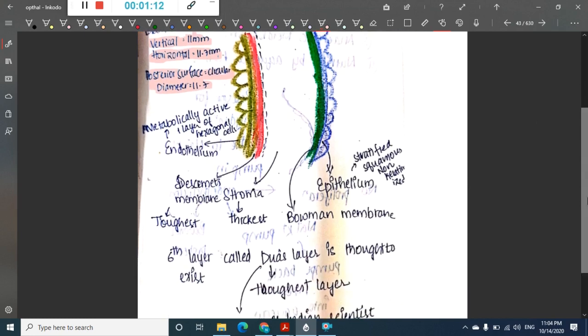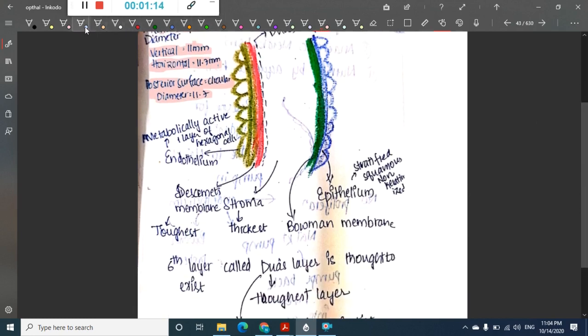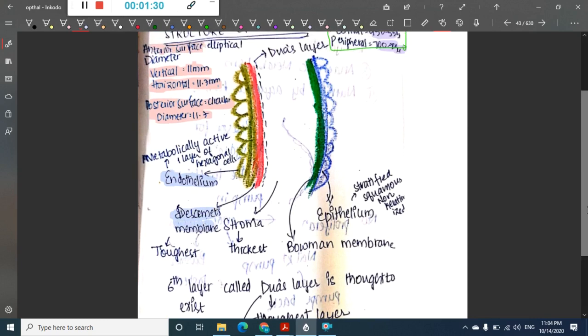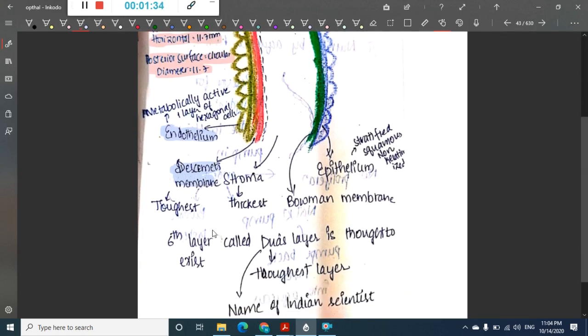Now if we see the layers of cornea, this is the endothelium. This endothelium is the metabolically active layer of hexagonal cells. After endothelium we have Descemet's membrane. Then after Descemet's membrane we have the Dua's layer. This Dua's layer is actually the sixth layer. It is actually the toughest layer. Dua is the name of the Indian scientist who discovered it.